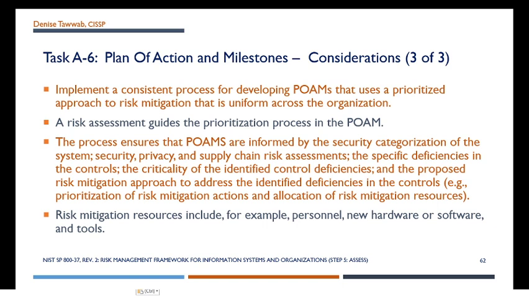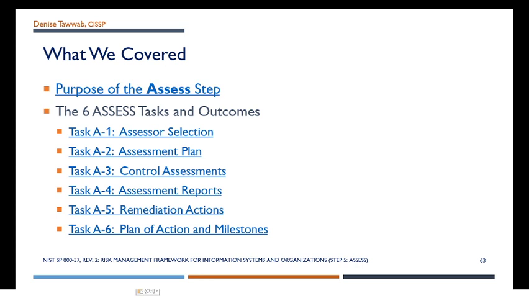The process ensures that POAMs are informed by the security categorization of the system. Is it a low, moderate, or high system? Security, privacy, and supply chain risk assessments, the specific deficiencies in the controls, the criticality of the identified control deficiencies, and the proposed risk mitigation approach to address the identified deficiencies in the controls. Risk mitigation resources include, for example, personnel, new hardware or software, and any tools. And that is Task A6, your plan of action and milestones.